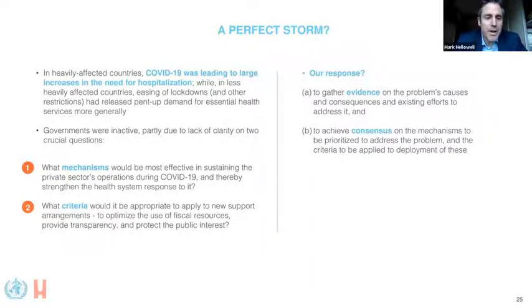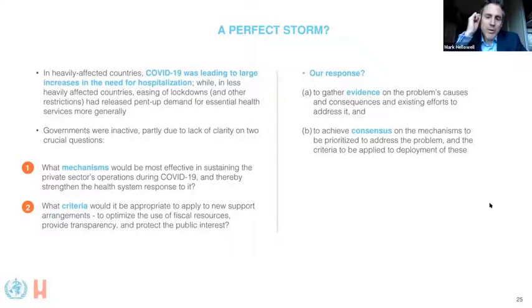So we've been looking at two issues in particular: the mechanisms that would be most effective in sustaining the private sector's operations during COVID-19, with a view to strengthening the health system response to COVID-19. And also, given that this kind of policy framework is likely to require government funding and perhaps donor financing, we're interested in exploring the criteria it would be appropriate to apply to any new support arrangements to optimize the use of fiscal resources, provide transparency, and protect the public interest.